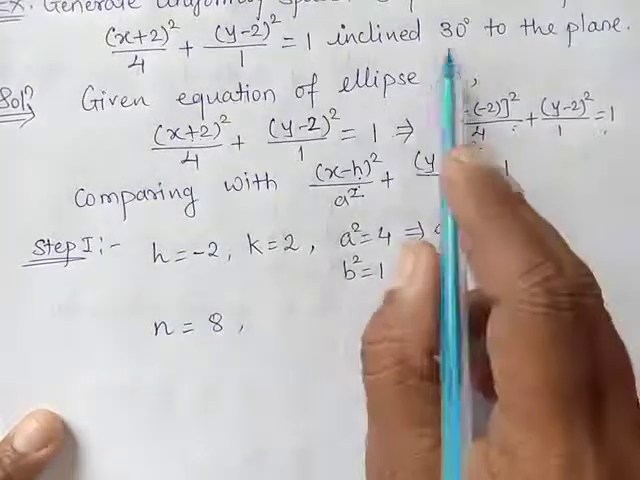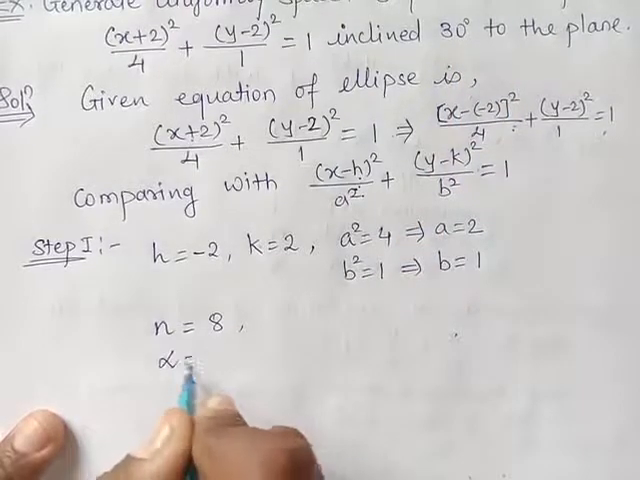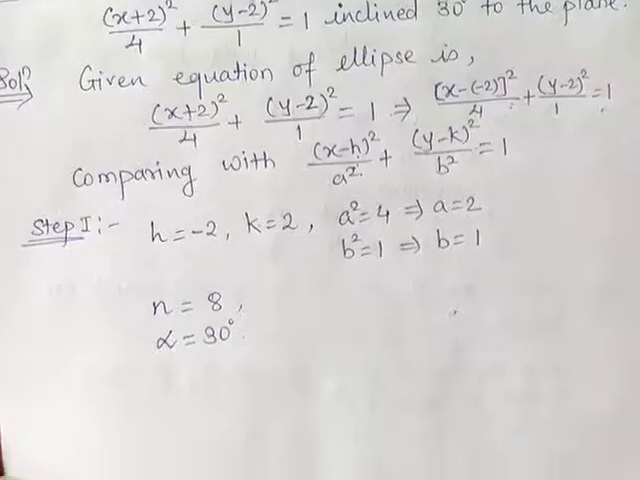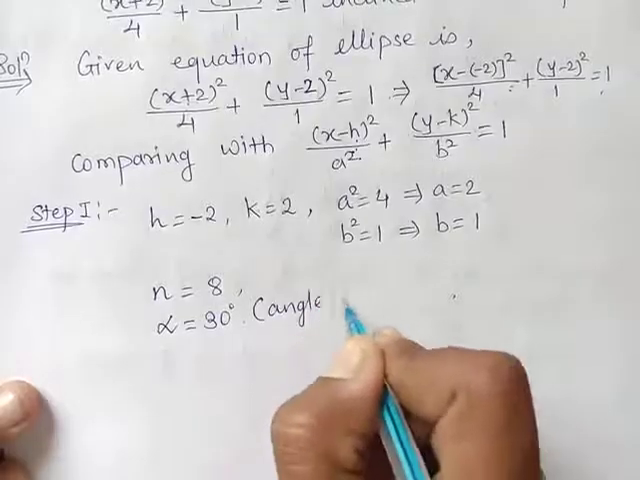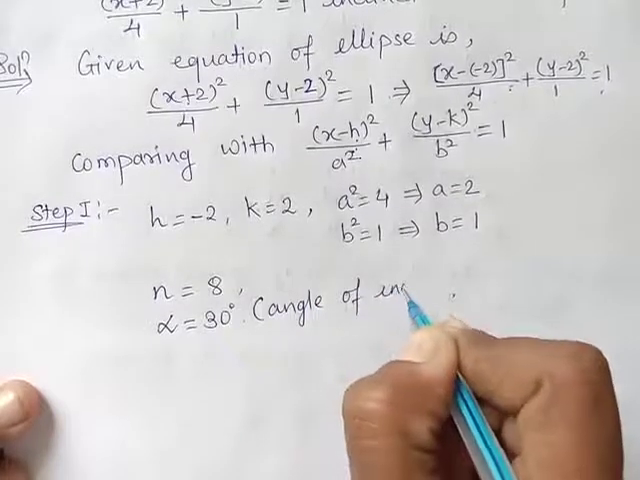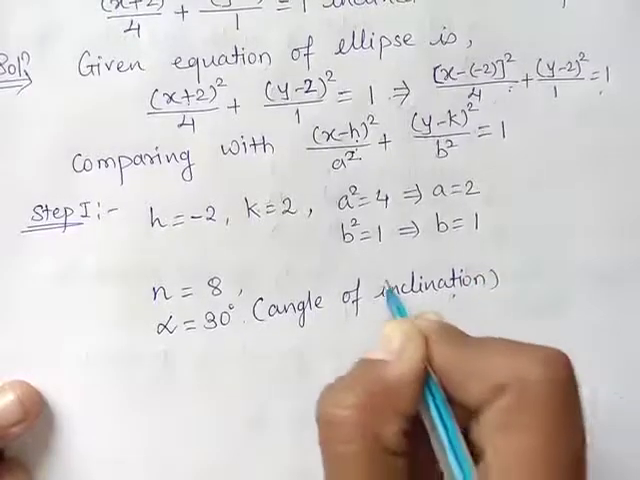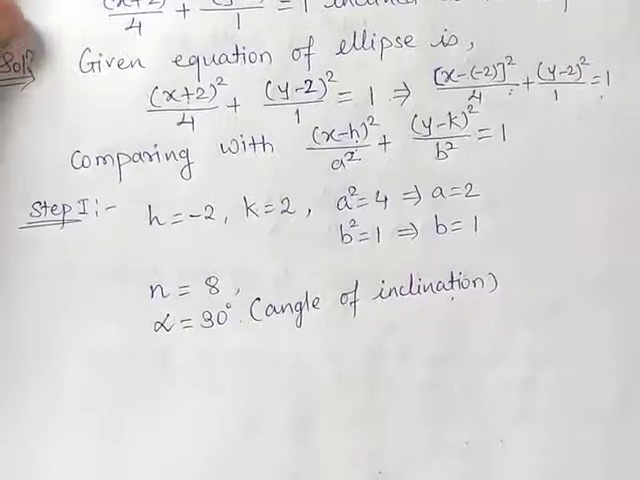And angle of inclination is 30 degree, means what is given to us? Alpha. If we compare with the algorithm, we get alpha is 30 degree. That is the angle of inclination. This is given. Fine. Now step 2. Let's do step 2.